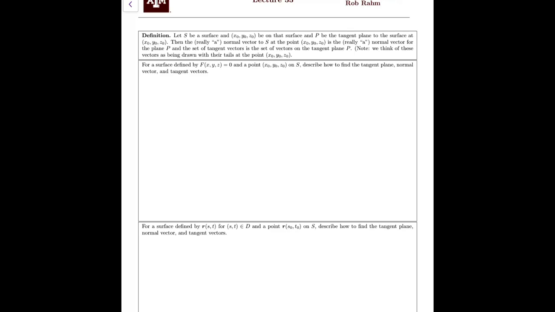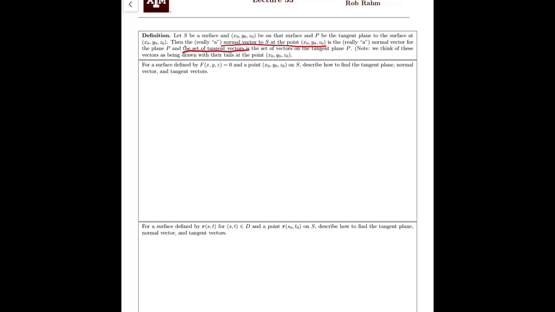Then a normal vector to S at the point (x0, y0, z0) is the normal vector for the tangent plane P. And the set of tangent vectors is the set of vectors on the tangent plane P. So really the things that we're defining here are the normal vector to S at the point (x0, y0, z0), and the set of tangent vectors. That's really what we're defining here.